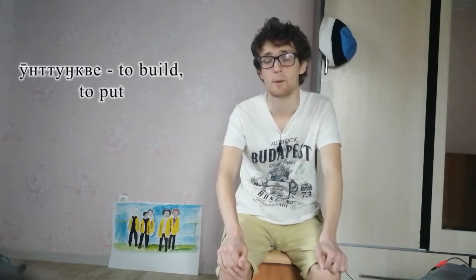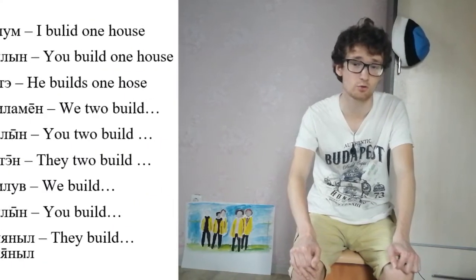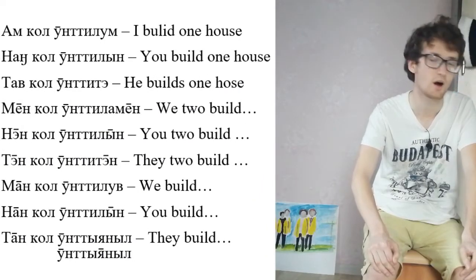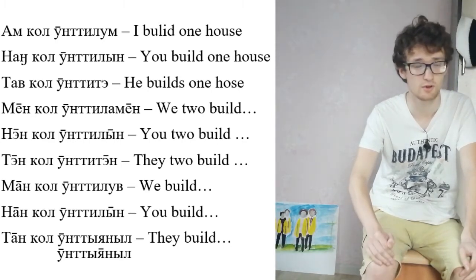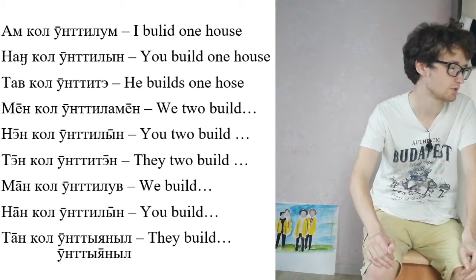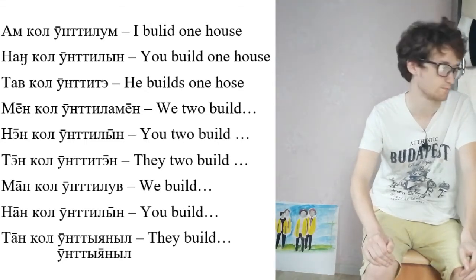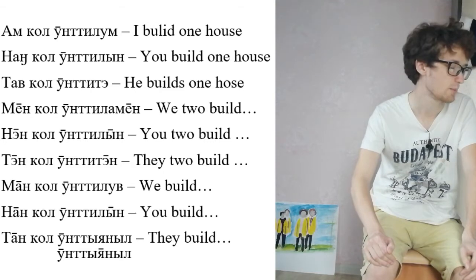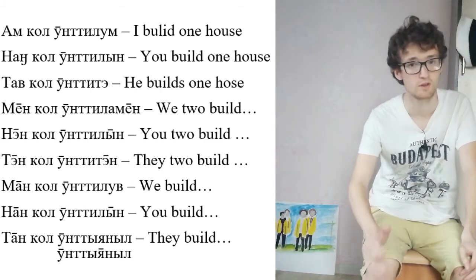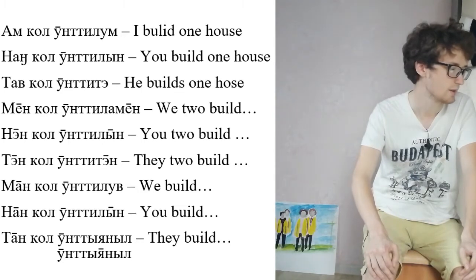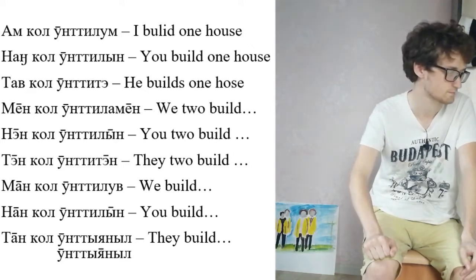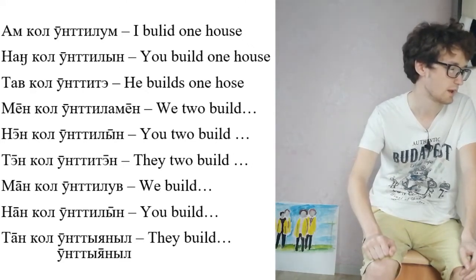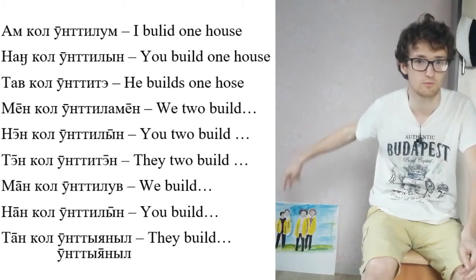So let's look upon the object form of verb. In present tense, conjugation is as follows. An koluntilum, I build a house. Nan koluntilem, you build the house. Tau koluntite, he builds the house. Men koluntilamen, we too build the house. Nen koluntilen, you too build the house. Ten koluntiten, they too build the house.